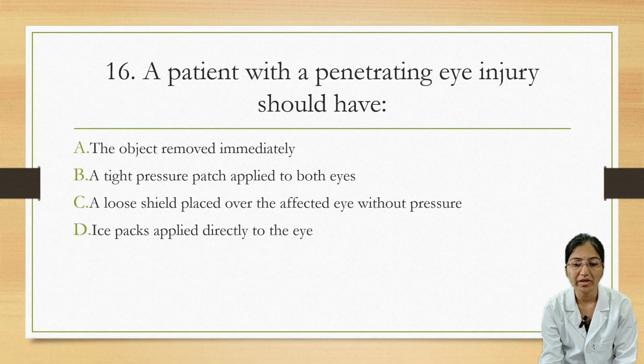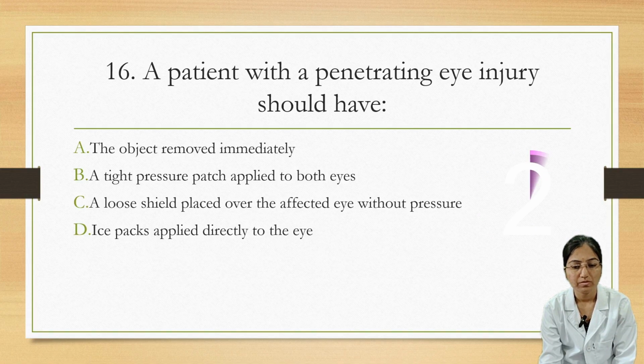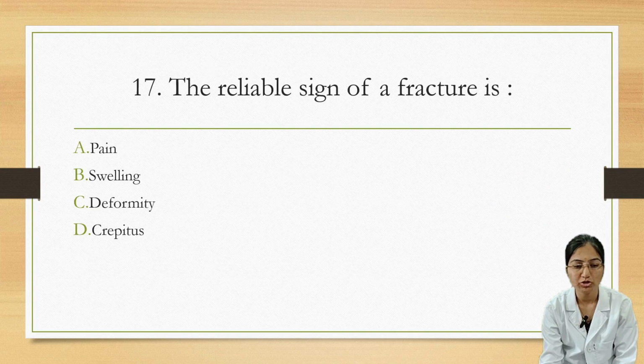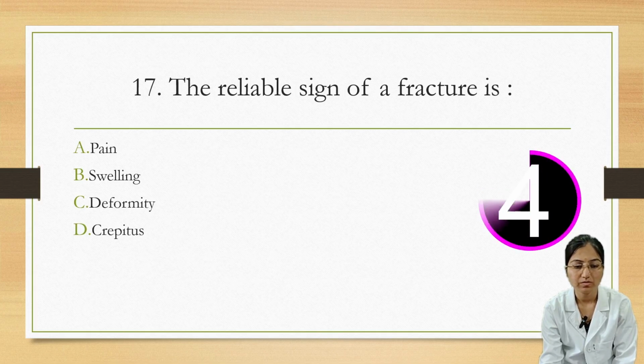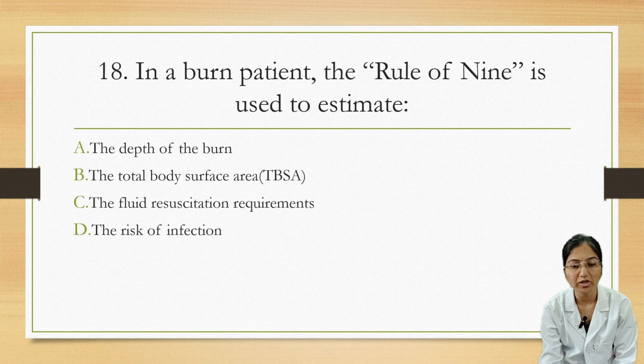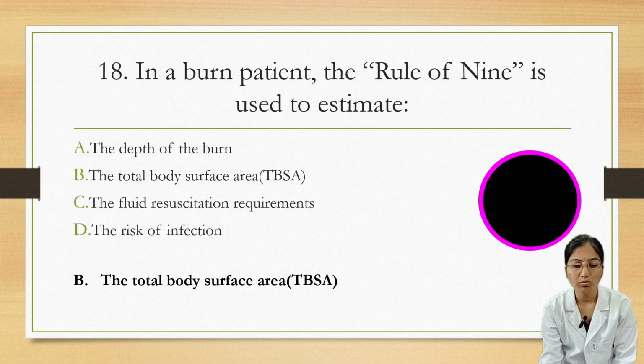Next question. A patient with a penetrating eye injury should have a loose shield placed over the affected eye without pressure. Next question. The reliable sign of a fracture is deformity. Next question. In a burn patient, the rule of 9 is used to estimate the total body surface area.